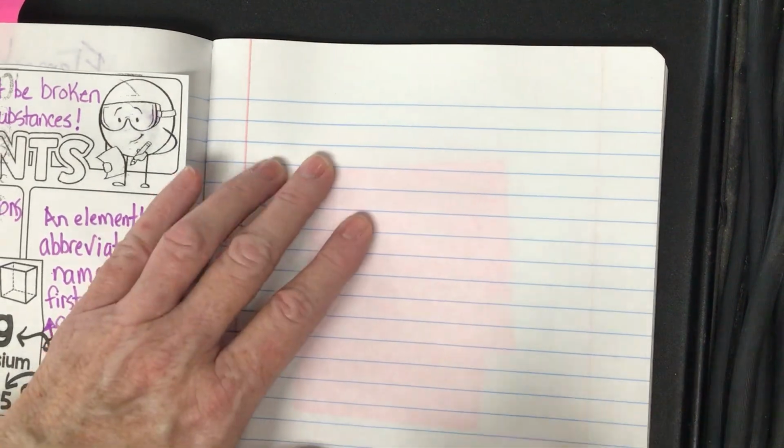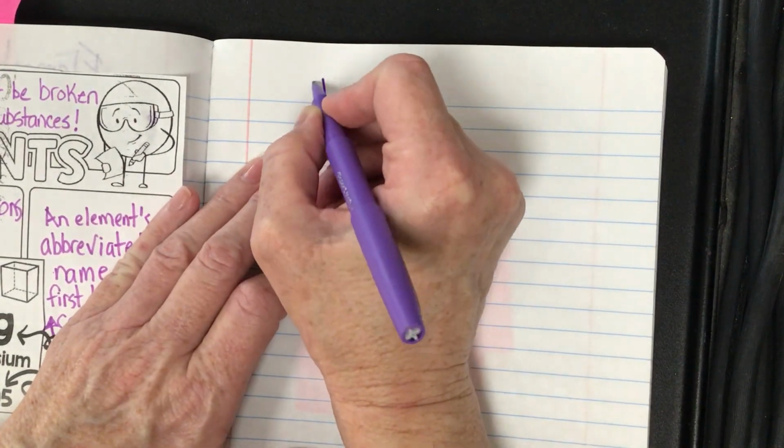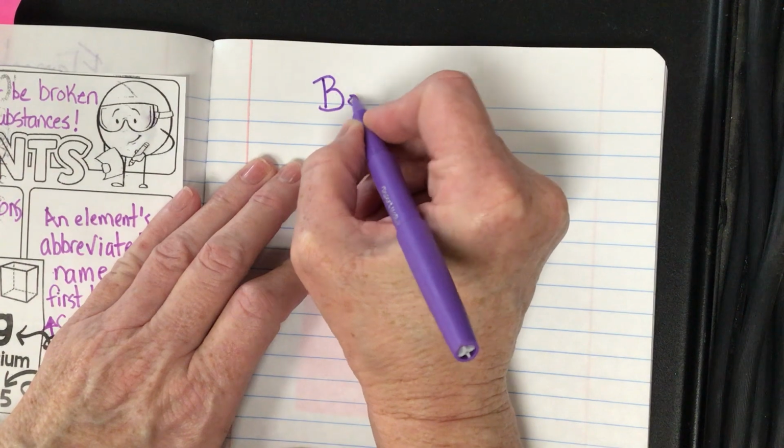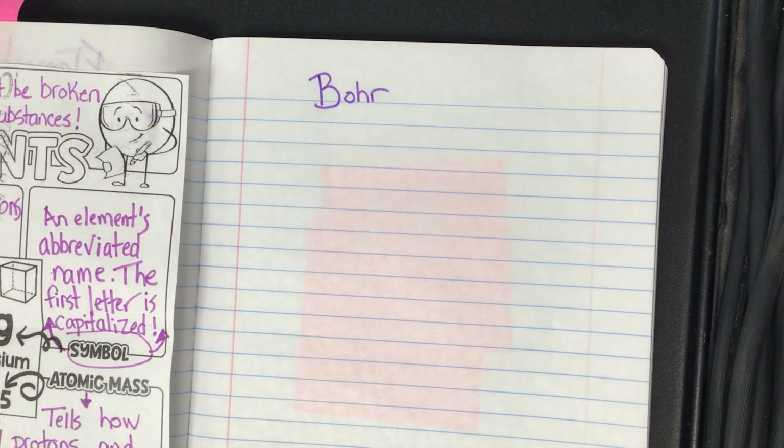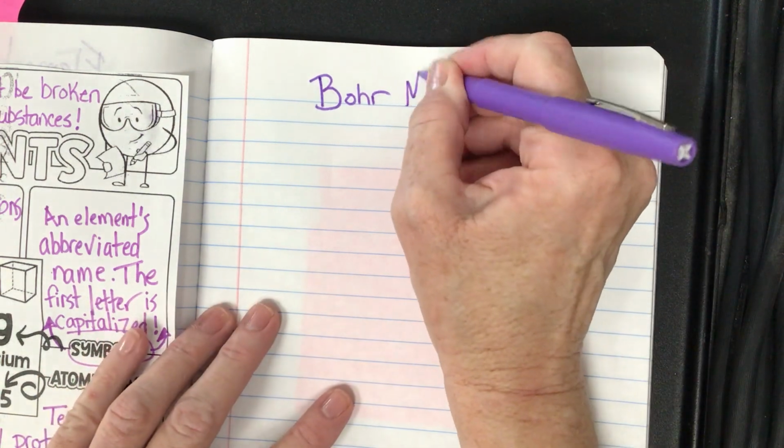All right, so we're gonna write a title: B, capital B, O, H, R. That's a man's name. He came up with the model, so he called it a Bohr model.